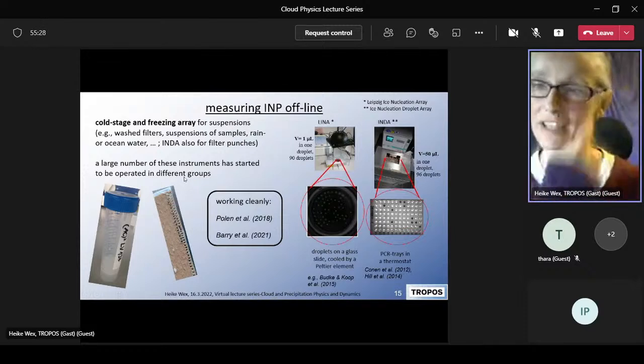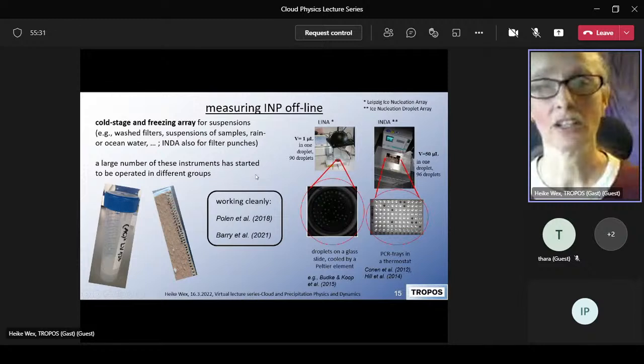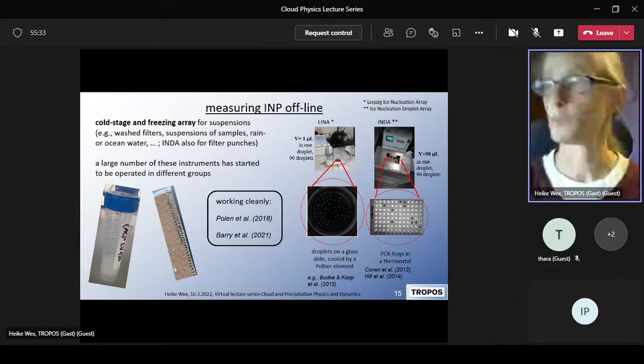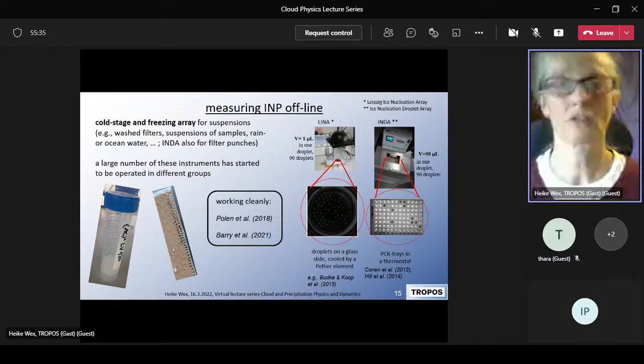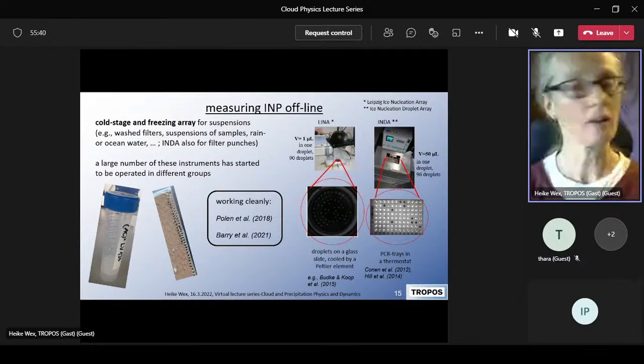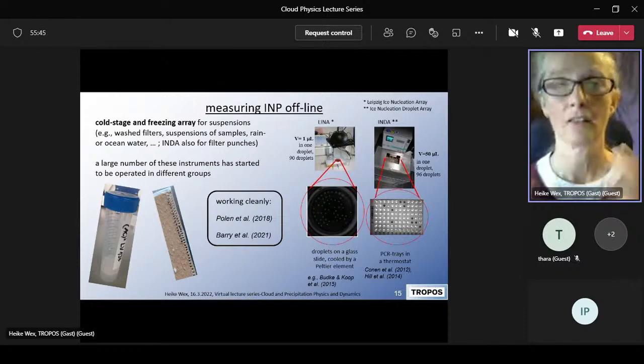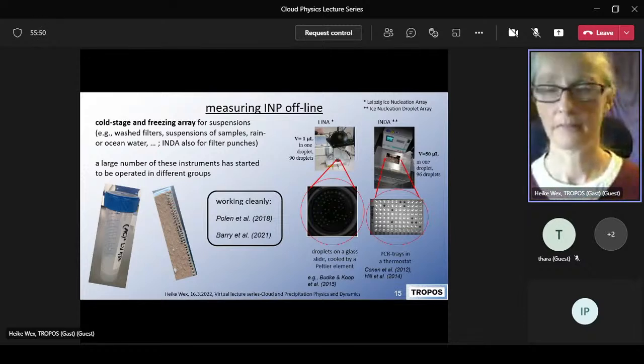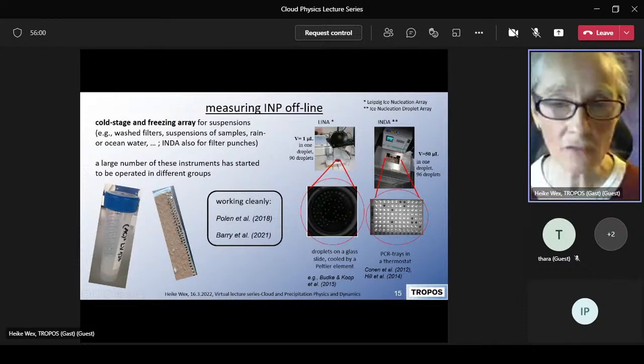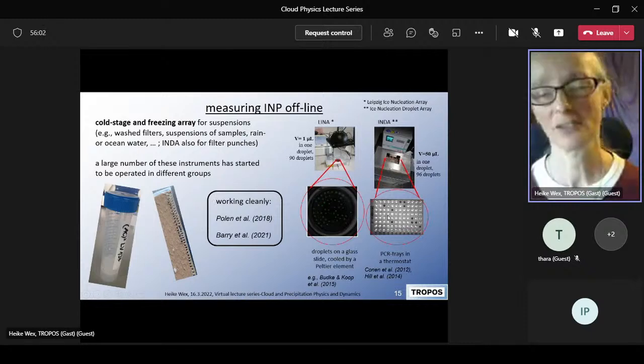So what you can examine in them are suspensions. You can have water and just put a spoonful of soil, for instance, in that and make your droplets from that. You can collect rainwater or ocean water directly, put the droplets in or on there, measure. Or you can collect airborne particles on a filter, wash them off into water, and then make your droplets. And with that, you can get atmospheric ice nucleation particle concentrations. You can even punch out filter material and put them in the PCR tray together with the water.